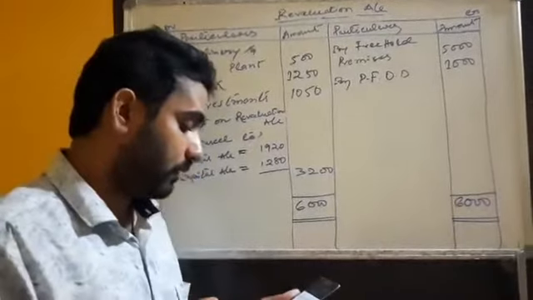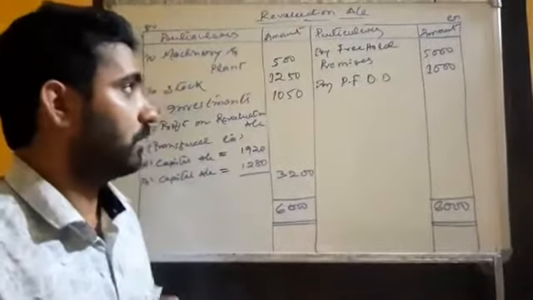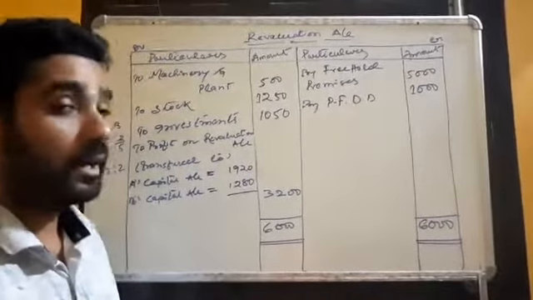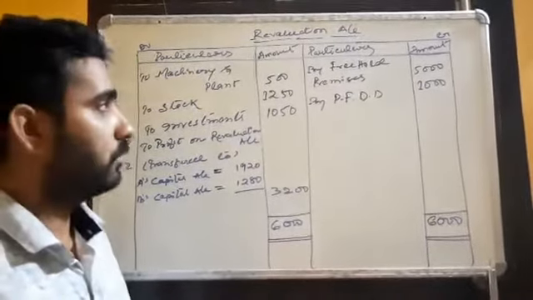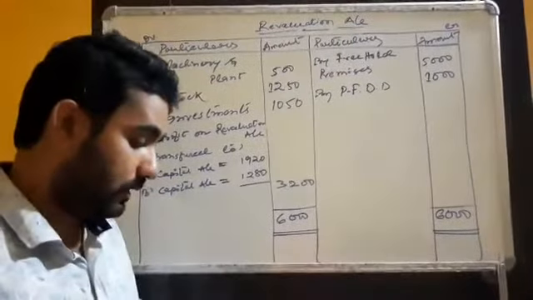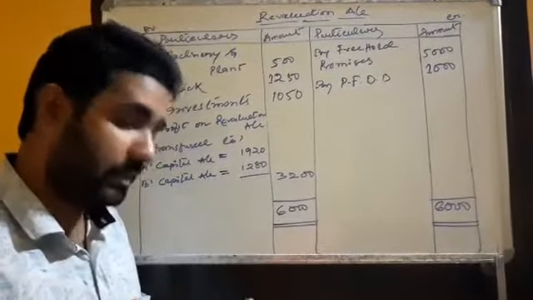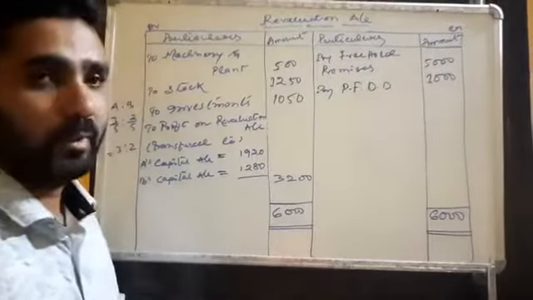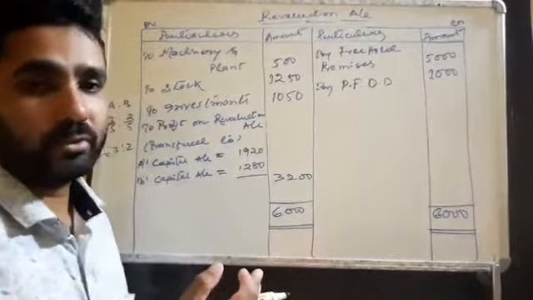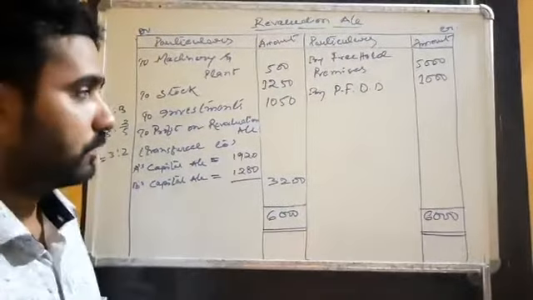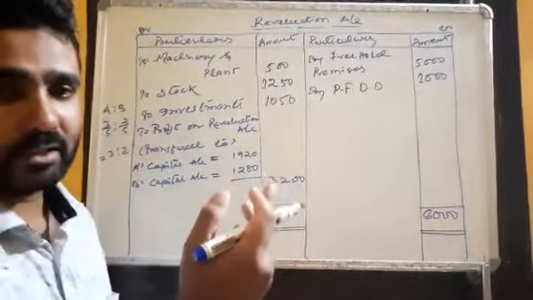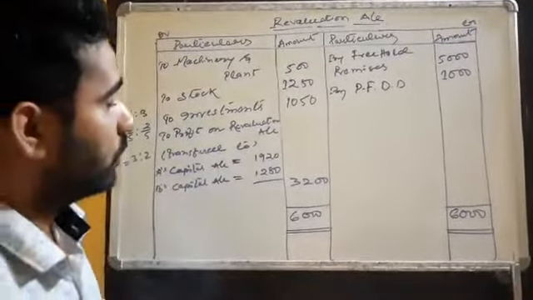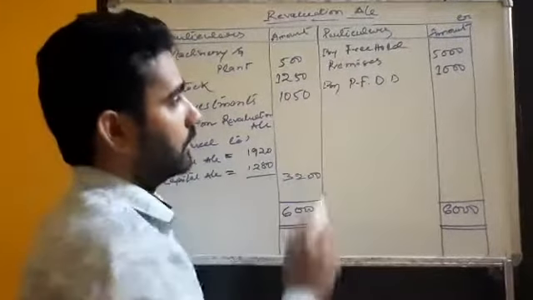Point number 3 is given: freehold premises undervalued by rupees 5,000. It means whatever the value of freehold premises is, we have undervalued it. We have shown a lesser amount in the balance sheet last time, so this time we'll show it. So there is an increase in assets, so debit. We'll make the journal entry: freehold premises account debit to revaluation account. So accordingly we'll put by freehold premises on the credit side.